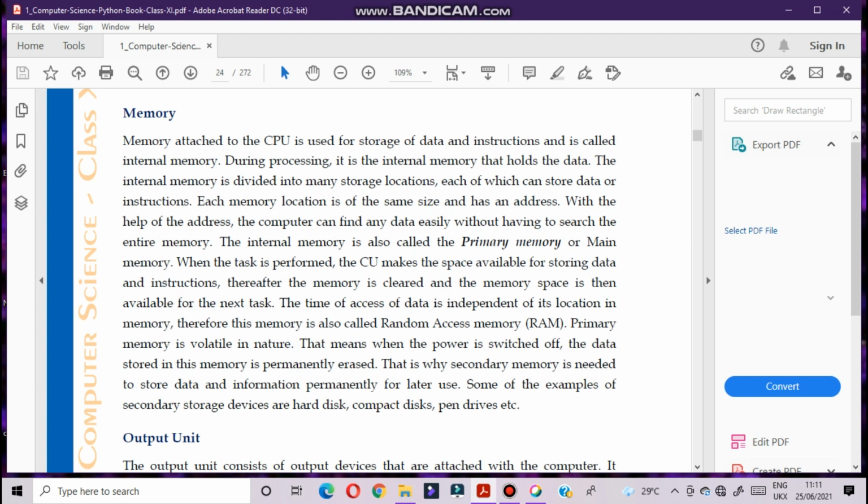What are examples of secondary storage devices? Hard disk, compact disk and pen drives. Suppose you want to store data permanently, you need secondary storage devices, means hard disk, compact disk (CD), floppy disk, pen drive, or you can use a Blu-ray disk. Now we will move on.